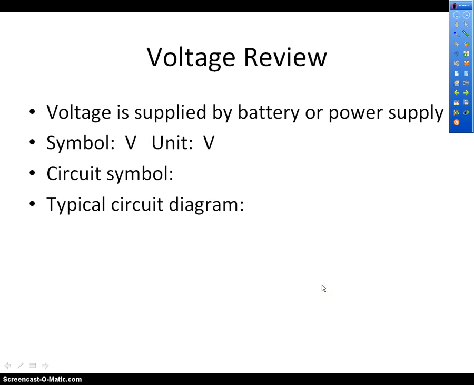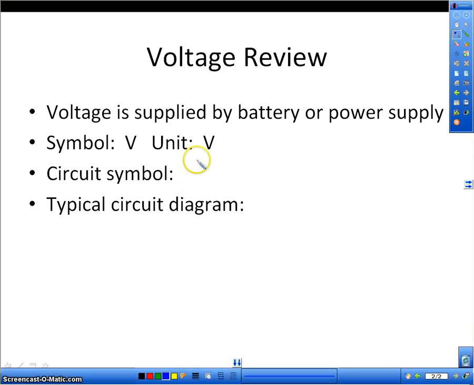To review voltage very quickly, voltage is what is supplied by the battery or the power supply. The symbol is V, the unit is V, of course. The circuit symbol for voltage is, remember, a long line and a short line, where the long line represents the positive side of the power supply and the short line represents the negative side. So in a typical circuit diagram, you might have the positive and the negative side of a power supply.